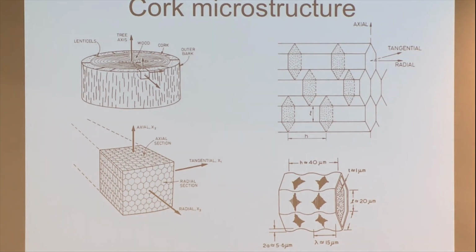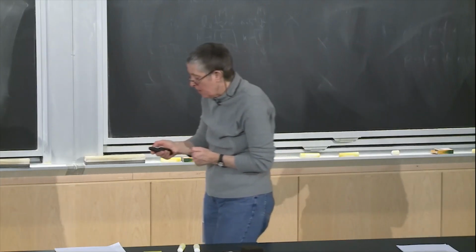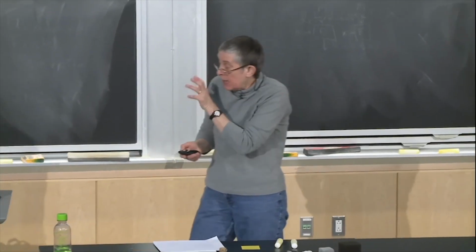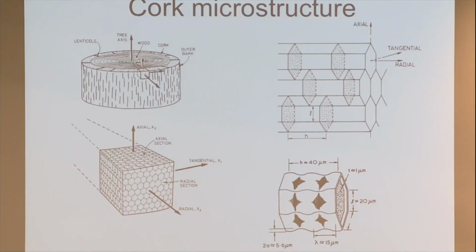So this is a schematic of an individual cell, and we measured the dimensions of the cells, and these are some average dimensions here. Typically the cells are tens of microns long, and the cell wall is about a micron thick, something like that. Okay? And one of the things we're going to see is that that corrugated structure gives rise to some of the interesting properties of cork.